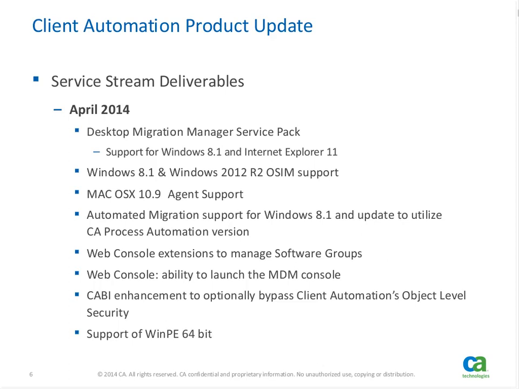And we're updating the automated migration feature. Now, the automated migration feature uses Desktop Migration Manager along with OSIM and software delivery to configure and manage a zero-touch Windows desktop migration. So we will be updating that to support migrations to Windows 8.1. Now, that does use CA process automation content, and when you have a client automation license, you can get that content and a license for PAM at no extra charge. But you do need to have the client automation license. We're adding some web console extensions to manage software groups.